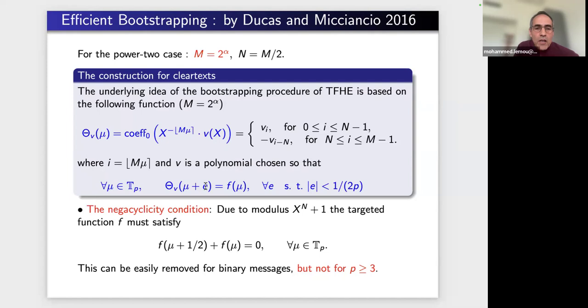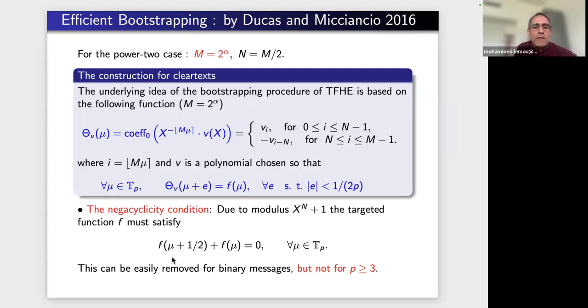Before explaining this, I just say that this formulation has a drawback because of the so-called negative cyclicity condition. If you replace mu by mu plus half in this equation, then you get a minus sign, because x to the power n is equal to minus 1. I am, of course, talking about the power-of-2 case.